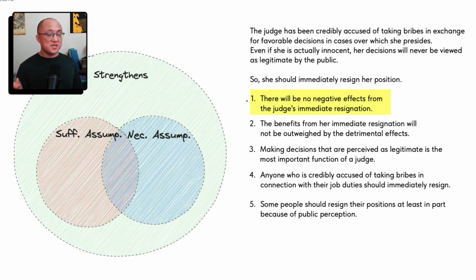And this is a really tough but important point. Number 1 is actually not necessary because if you were to negate this and say there will be some negative effects from the judge's immediate resignation, that doesn't actually hurt this argument. The argument wasn't assuming that there's absolutely nothing negative that would happen by resigning. It was only assuming that any negative things that might happen don't outweigh the benefit of someone whose decisions are not trusted by the public resigning.